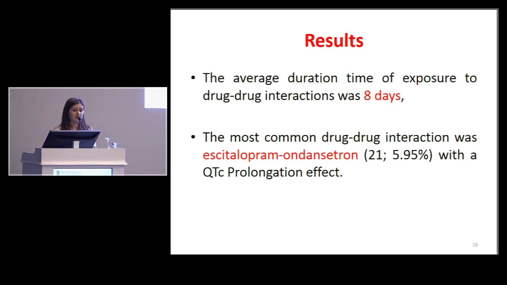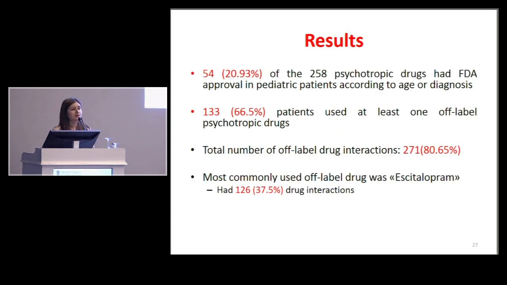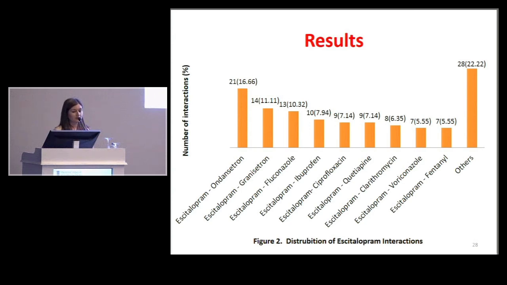The average duration of exposure to drug-drug interactions was 8 days, and the most common drug-drug interaction was escitalopram and ondansetron, with a QT prolongation effect. Out of 258 drugs, 2% were used within indications, and 66% of the patients were using one off-label psychotropic drug. The total number of off-label drug interactions was about 80%, and escitalopram was the most commonly used off-label drug. We've seen that escitalopram was used even in the youngest age groups.